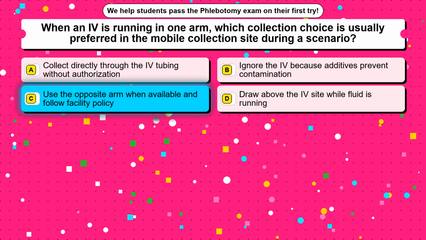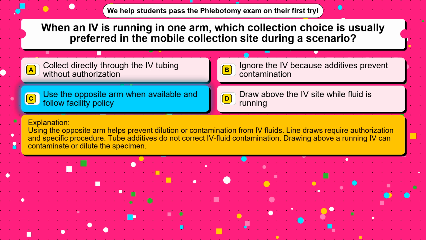The correct answer is option C. Use the opposite arm when available and follow facility policy. Using the opposite arm helps prevent dilution or contamination from IV fluids. Line draws require authorization and specific procedure. Tube additives do not correct IV fluid contamination. Drawing above a running IV can contaminate or dilute the specimen.